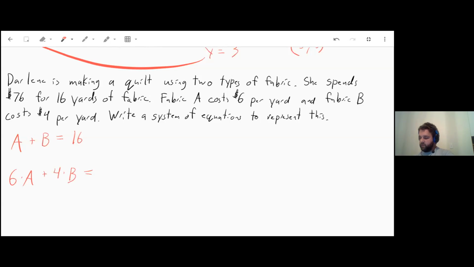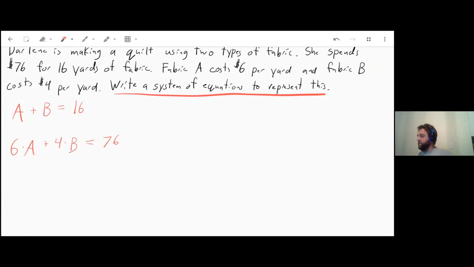And when we multiply and add those together, that's going to bring us our total cost, which was $76. Well, now we've got a system of equations that represents this. And that's actually all they asked for. We didn't actually have to solve this one. We just needed a system of equations.